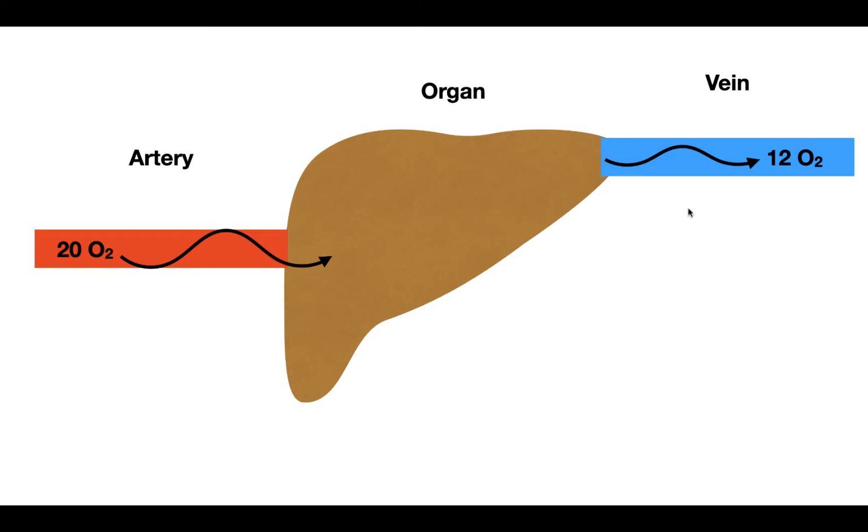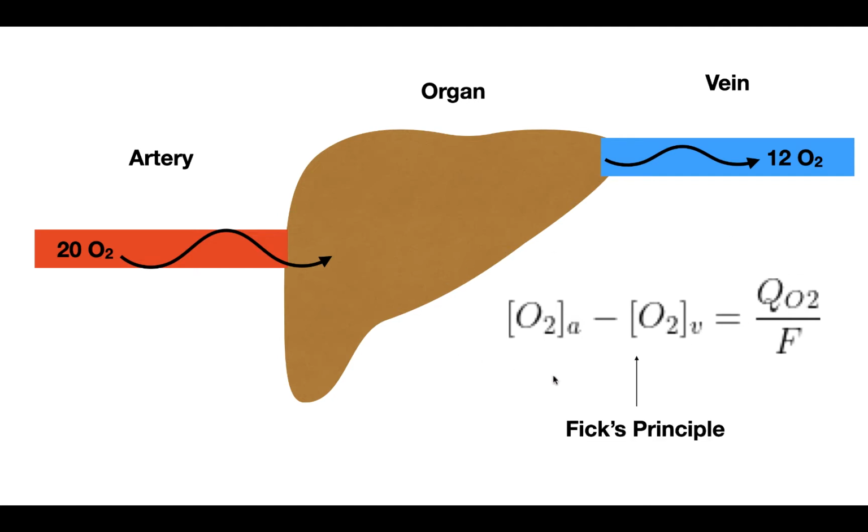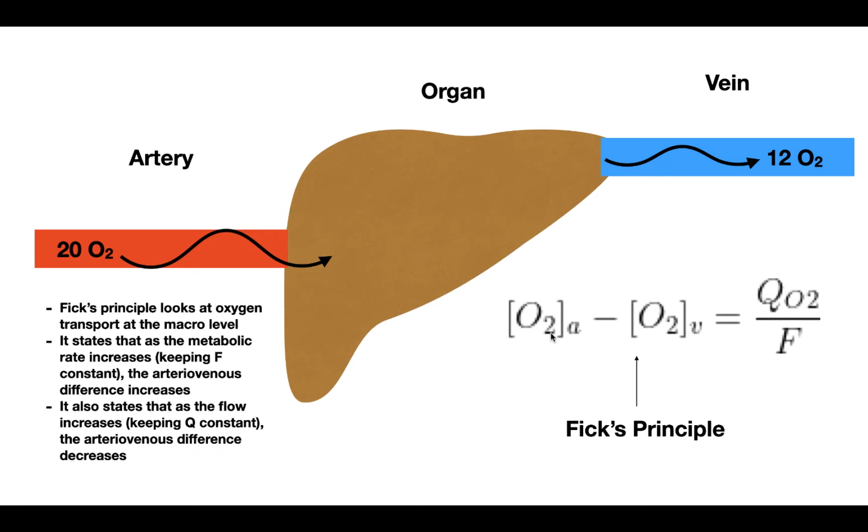vein leaving the organ. So the arteriovenous difference, which we see here, can actually be equated via Fick's principle. So this right here is Fick's principle, and what it's doing is it's relating metabolic rate, which is symbolized by Q, F, which is flow or cardiac output, and the arteriovenous difference together. So what does this principle tell us?